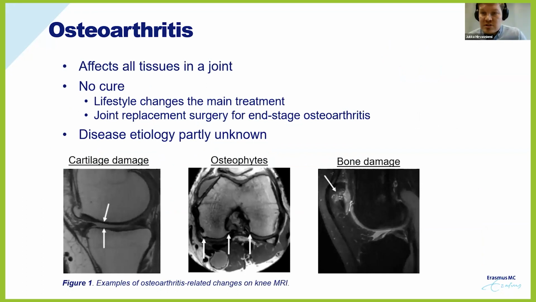Osteoarthritis affects all tissues in a joint. There is no cure. The only treatment option at the moment is lifestyle changes, and at the end stage, you may need to replace the whole joint. And at the moment, we don't know exactly why some people get it and why some people don't get osteoarthritis. So this disease is also interesting research-wise.